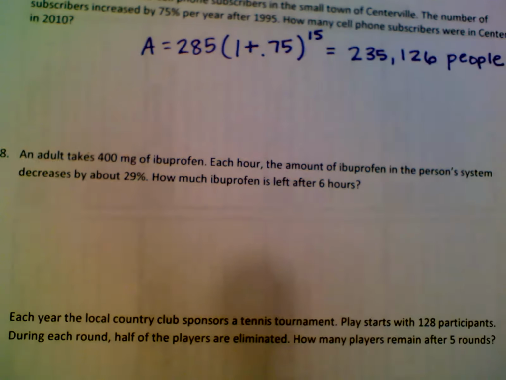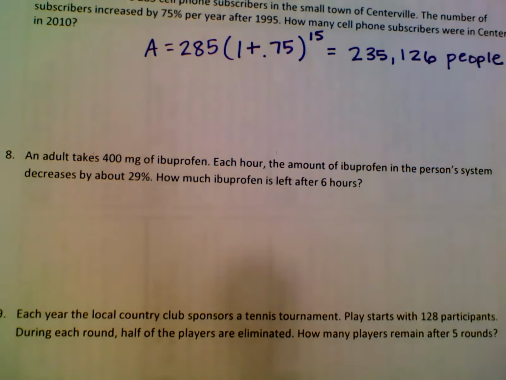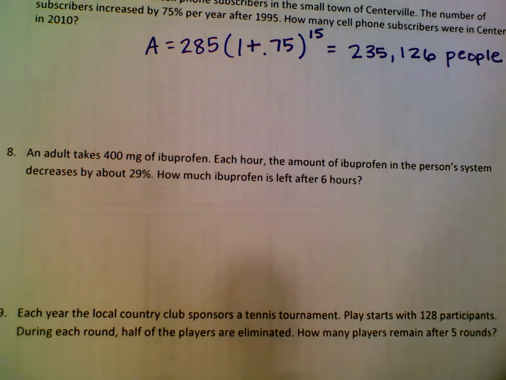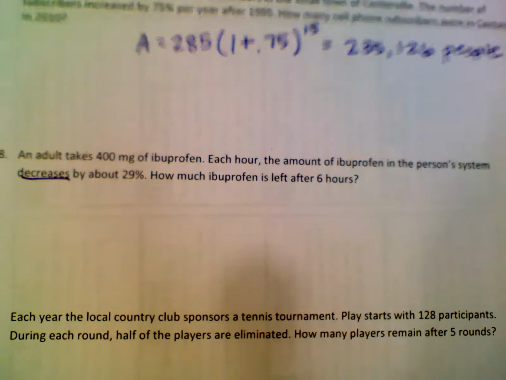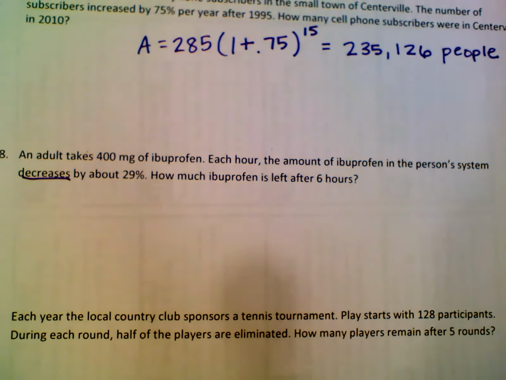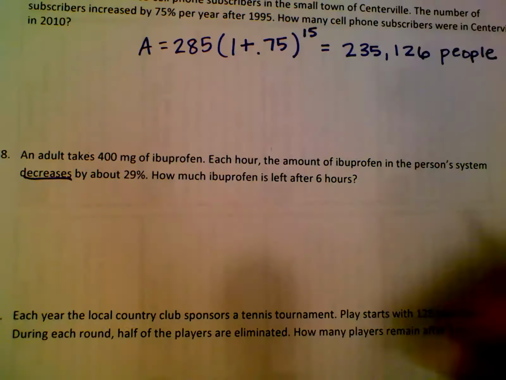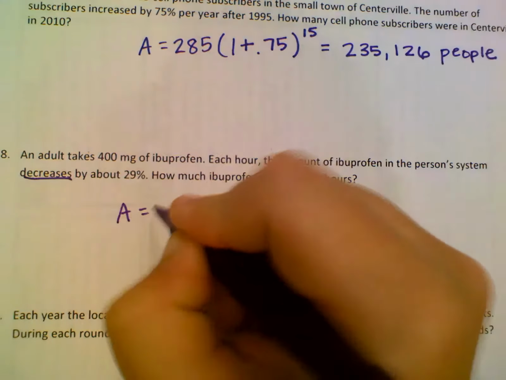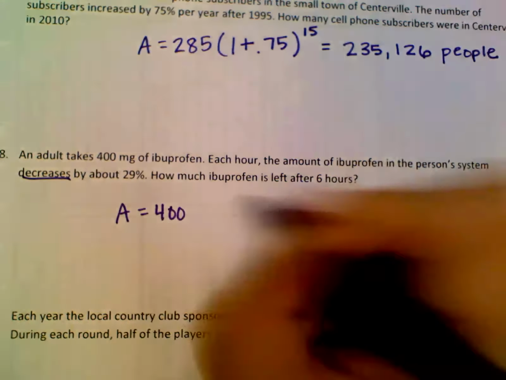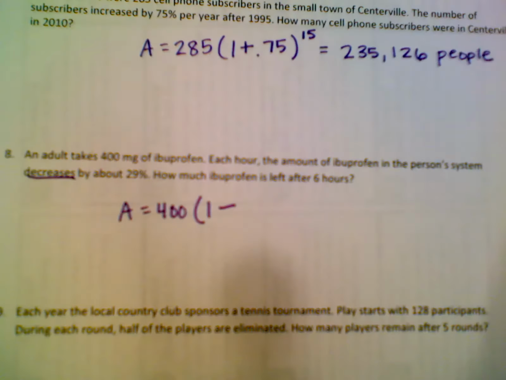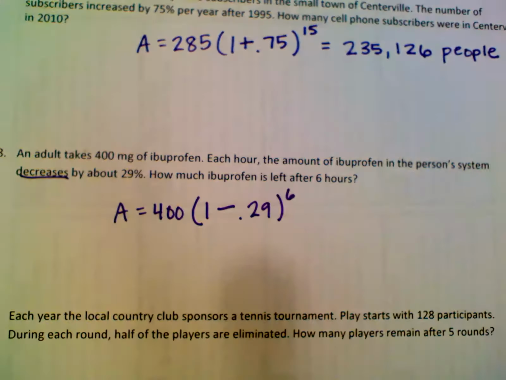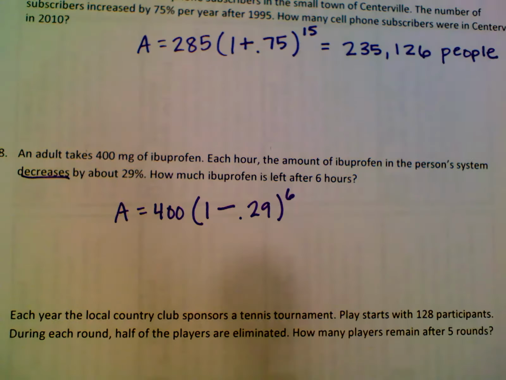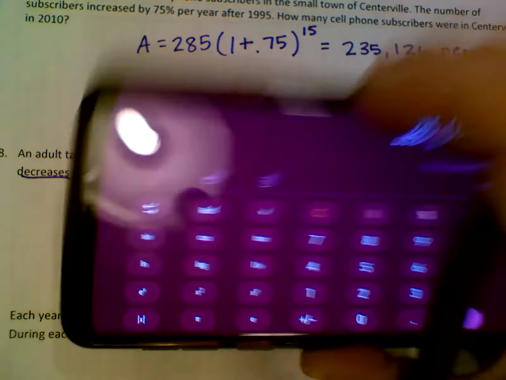All right. An adult takes 400 milligrams of ibuprofen each hour. The amount of ibuprofen in the person's system decreases. That's important, decreases by about 29%. You're just going to roll 29% for this. How much is left after 6 hours? So you start with 400 milligrams. We're decreasing, so it'll be 1 minus 0.29, left after 6 hours. And then just calculate away.